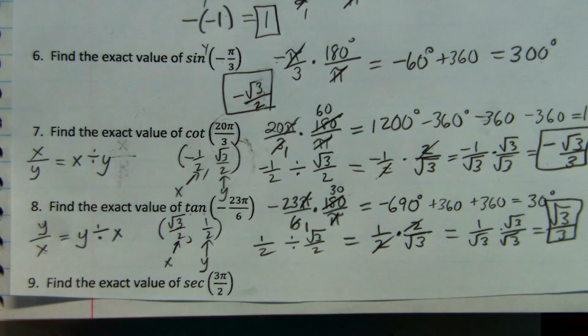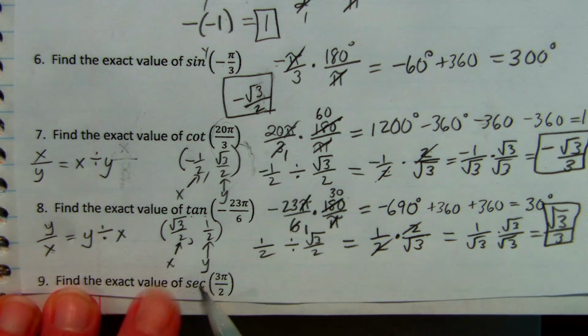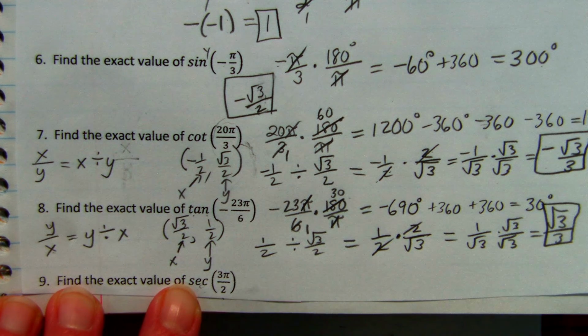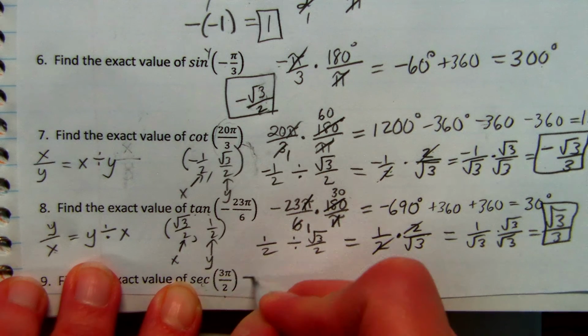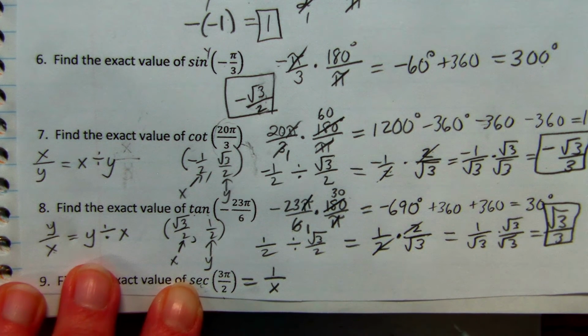All right, so let's take a look at number 9. Number 9 says find the exact value of secant 3 pi over 2. Guess what? 3 pi over 2 is already on the graph. Okay, so I messed up, and I worked hard, but I copied and dotted and flipped the wrong one.